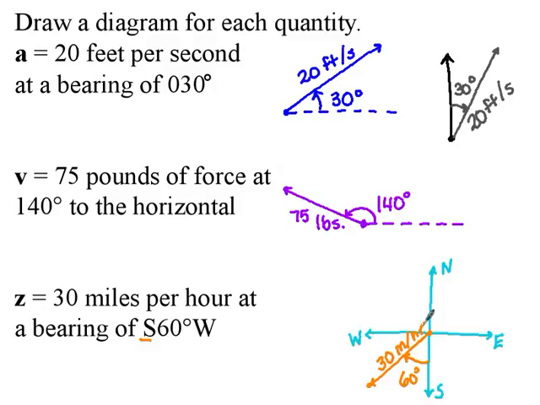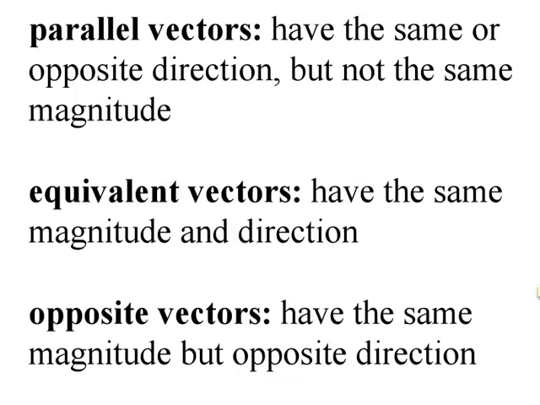So far, we've identified what a vector is, what a scalar is. We've looked at how you draw vectors. Now we're going to look at this next problem, which talks about parallel, equivalent, and opposite vectors. Now real quick, I don't know if you necessarily need to write these down. First of all, parallel vectors have the same or opposite direction, but they do not have the same magnitude.